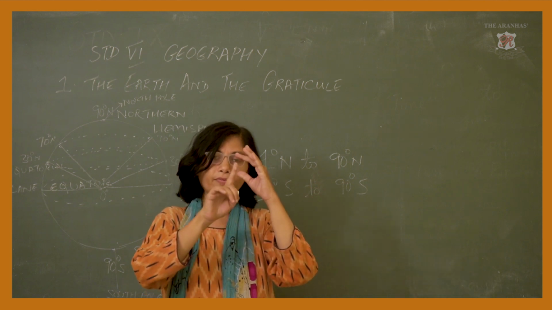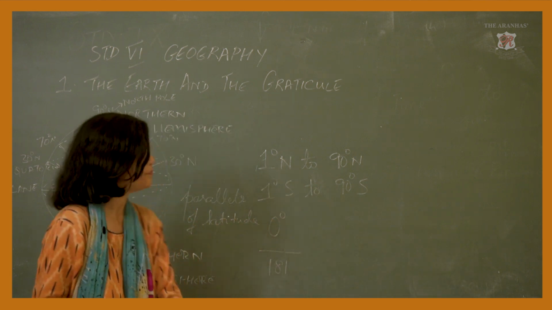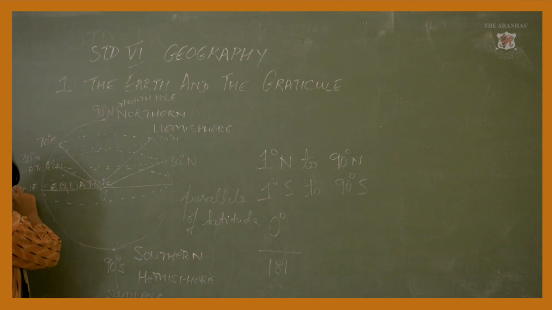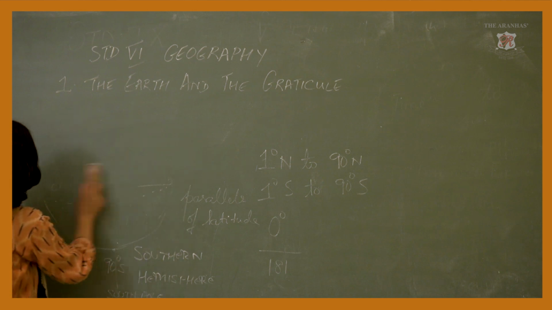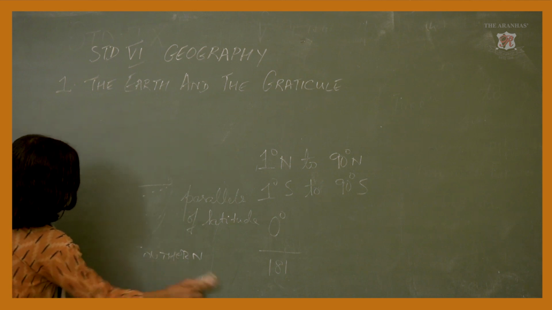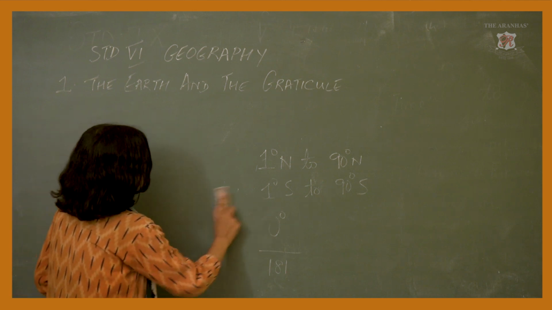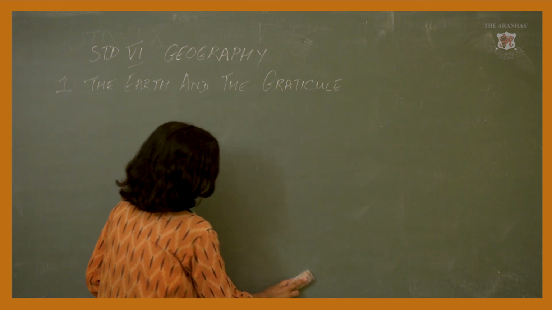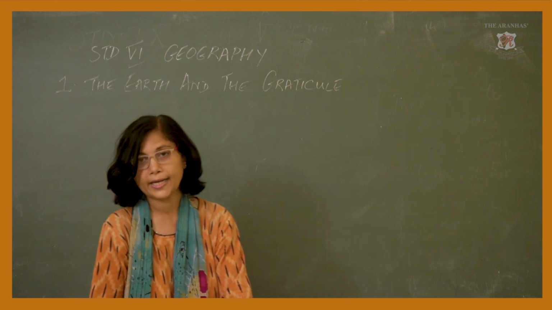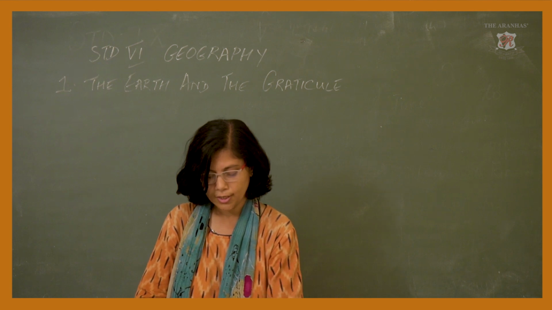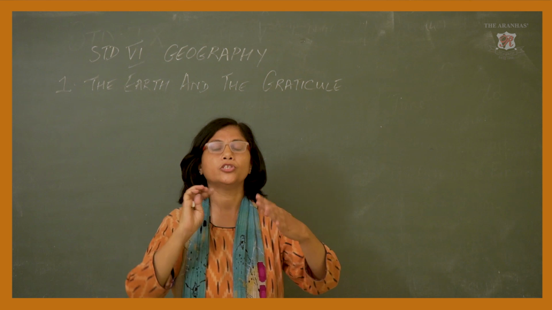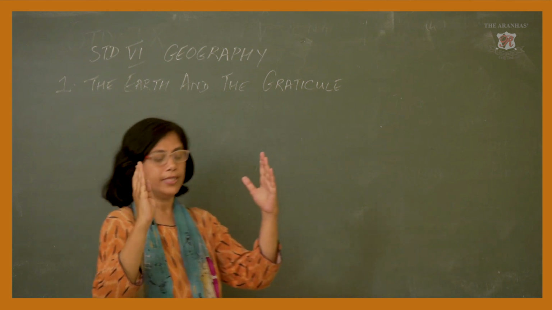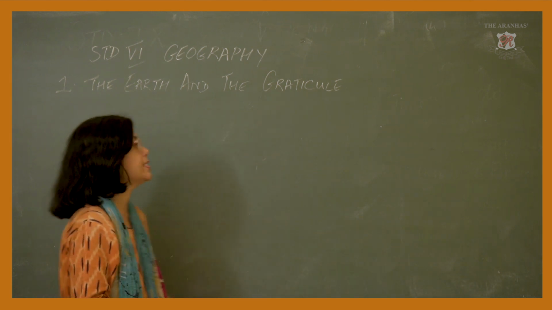Now, we will see how we do the longitude. The latitudes are drawn dividing the earth into north and south. The longitudes will divide the earth into east and west, and let us see how it is done.